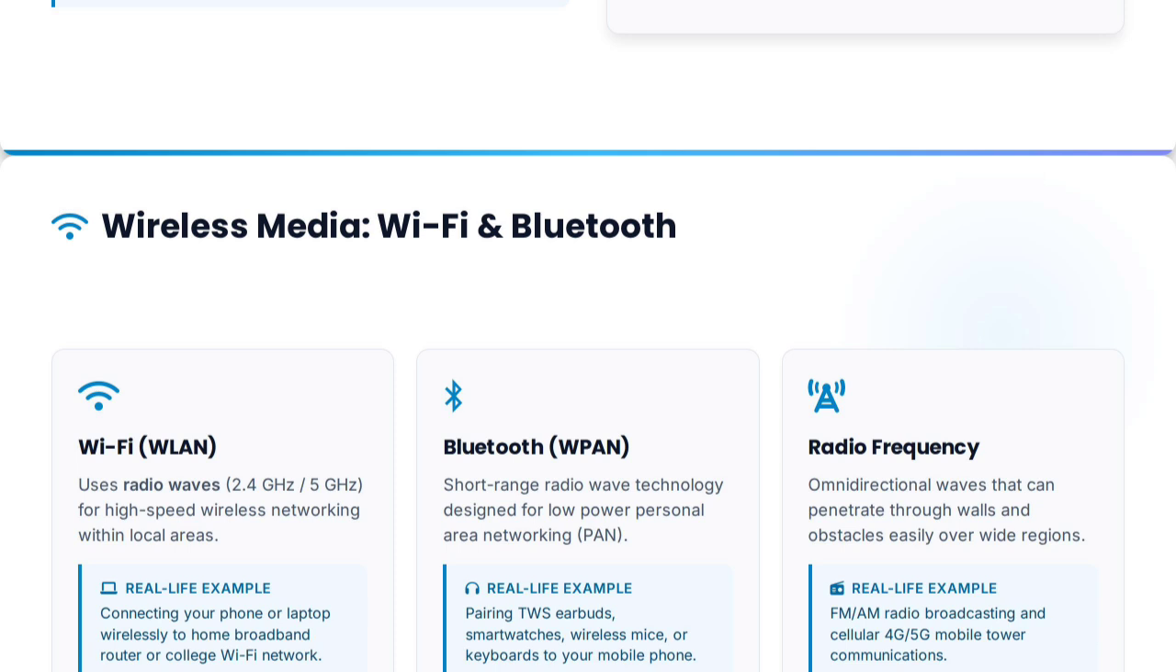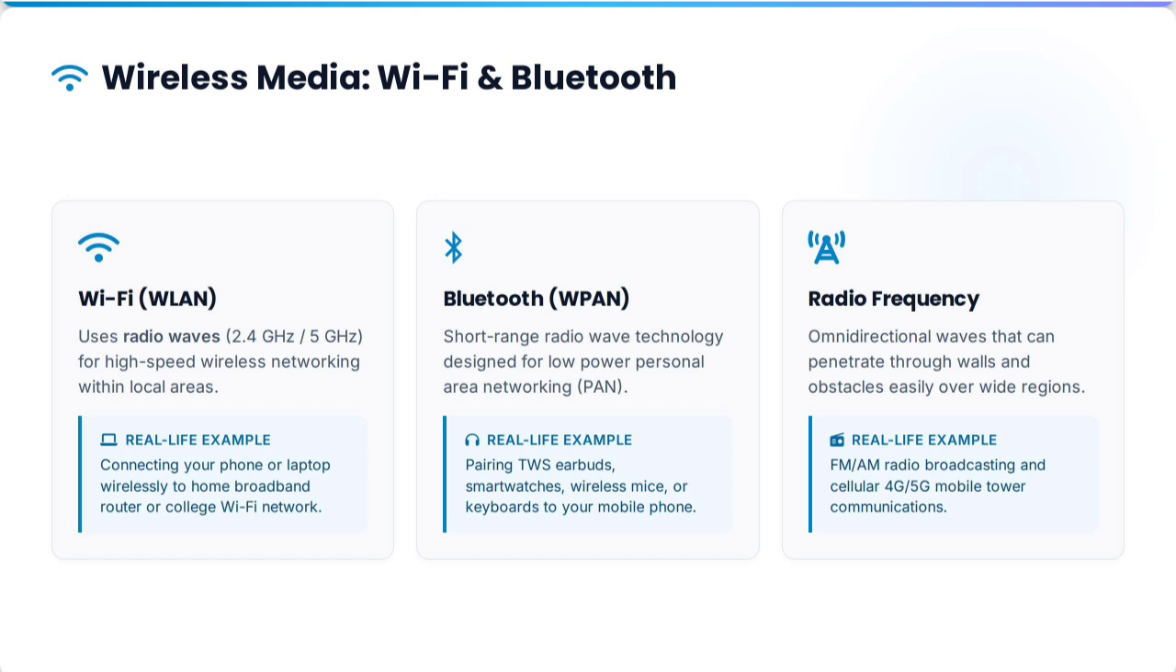Okay, second, Bluetooth. Bluetooth is designed for short range wireless connection in a personal area network, or PAN, usually within 10 meters. Real life example: pairing your smartphone with wireless earbuds.